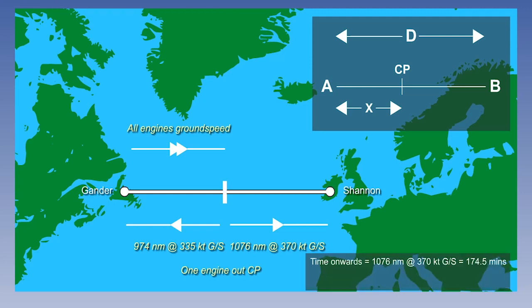As before, if you get your calculator or nav computer out, you find that the time onwards, that is, 1,076 nautical miles at 370 knots, comes to 174.5 minutes. And the time home is 974 nautical miles at a ground speed of 335 knots, which also comes to 174.5 minutes. The time we calculated using the all engine speeds after the critical point was 137.5 minutes. This is shorter by 37 minutes.